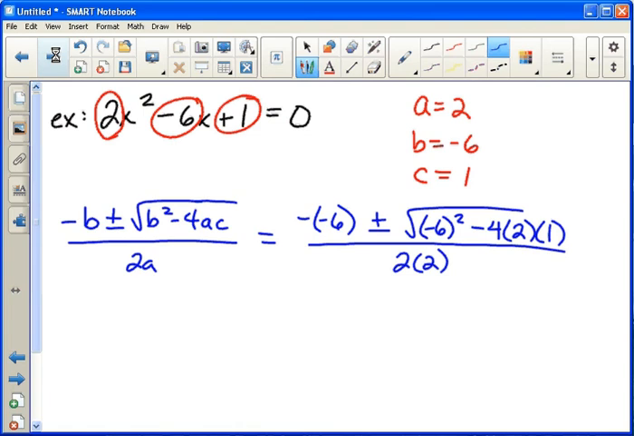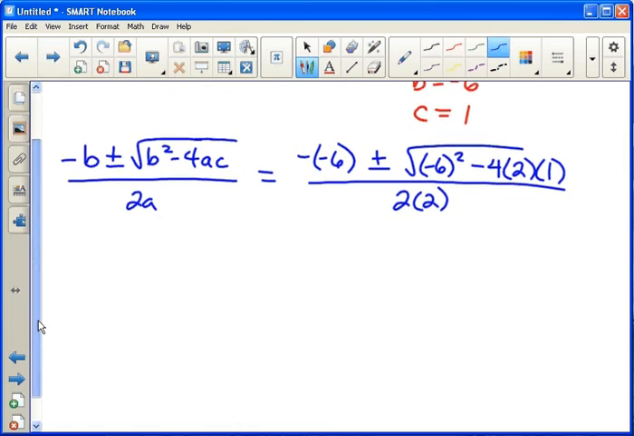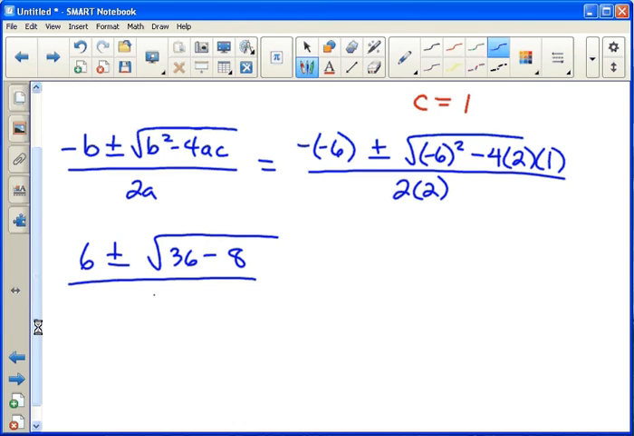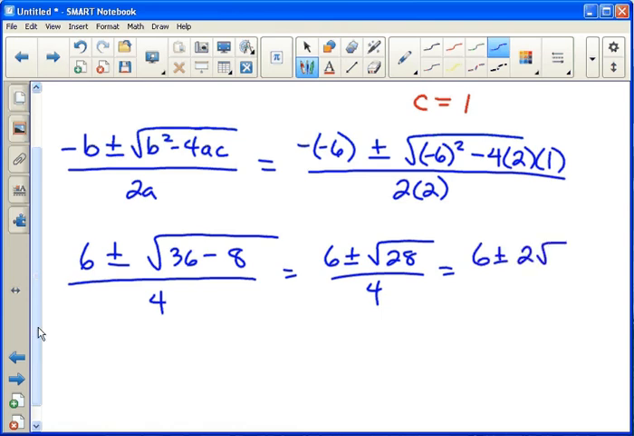Now it's just a matter of simplifying. So the -6 becomes +6. Square root of -6 squared is 36, minus 4 times 2 is 8, all divided by 4. 2 times 2 is 4. Now I'll subtract 36 minus 8 and get 28. I can reduce that radical to 6 plus or minus 2 square root of 7. Pull a 4 out of the 28, square root of 4 is 2.